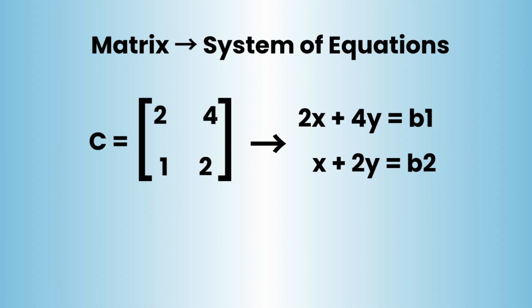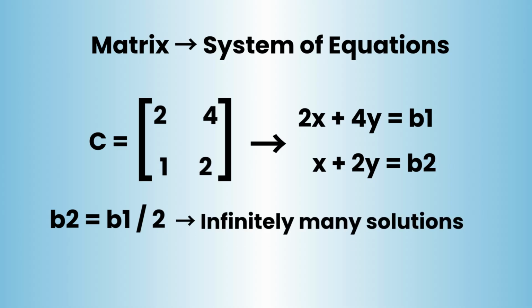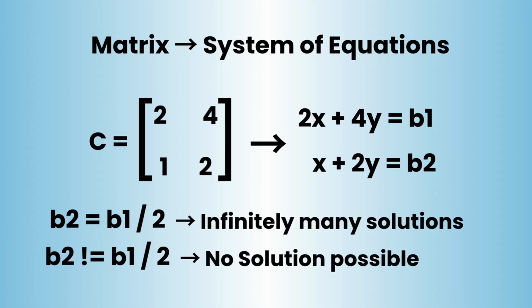The second equation is just half of the first. It doesn't give you any new information. You effectively have one equation trying to solve for two unknowns. That means one of two things happens. Either b2 happens to equal half of b1 and now infinitely many pairs satisfy both equations, or b2 doesn't match and no solution exists at all.